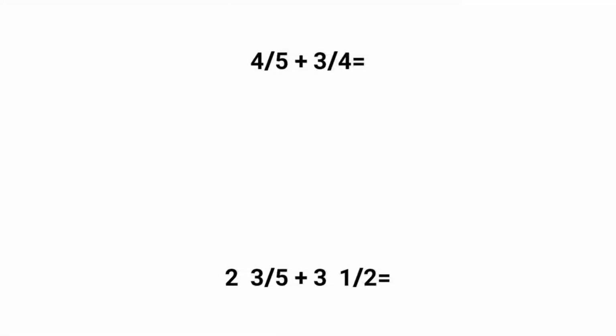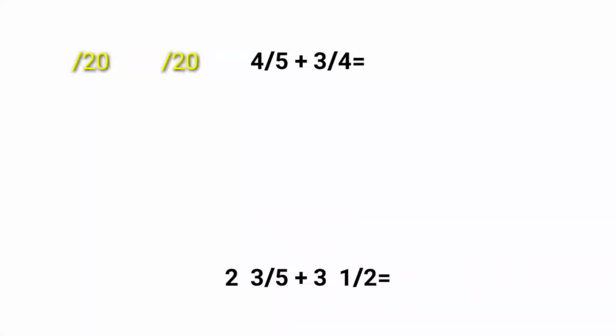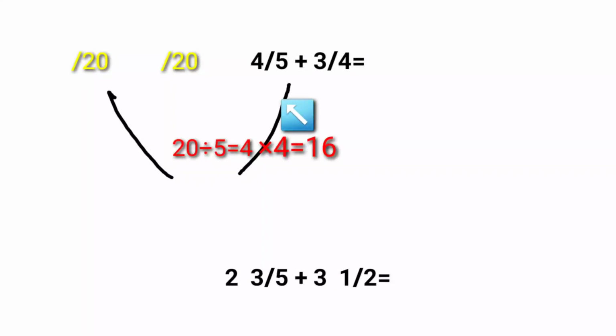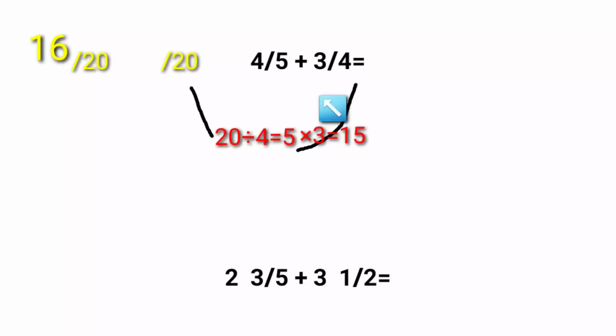Four-fifths plus 3/4. Okay, we have to get the least common denominator. We have to skip count 5 and 4. 5, 10, 15, 20. Then 4, 8, 12, 16, 20. So 20 is the LCD. Once we get na the LCD, divide na natin siya sa denominator. 20 divided by 5 is 4. Multiply by 4 yung ating numerator. So 4 times 4, 16. Ganun din yung gagawin natin sa 3/4. 20 divided by 4 is 5 times 3 is equals to 15.